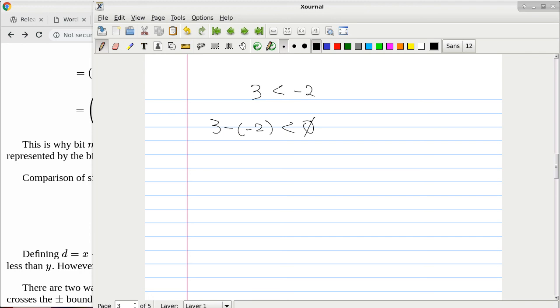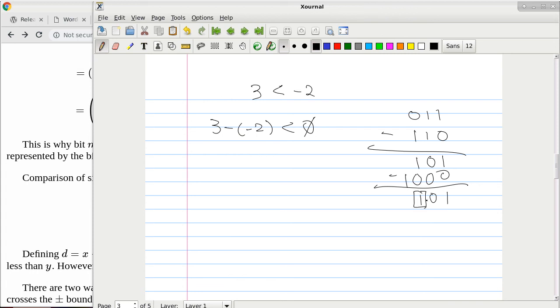Okay? 3 is 0, 1, 1. -2 is 1, 1, 0. Okay? So we carry out the subtraction. 1 minus 0 is a 1. 1 minus 0 is a 1. Neither contributes a borrow of 1. 1 minus 1 is a 0. 0 minus 0 is a 0. Neither contributes a borrow of 1. 0 minus 1 is a 1 with a borrow. 1 minus 0 is a 1.